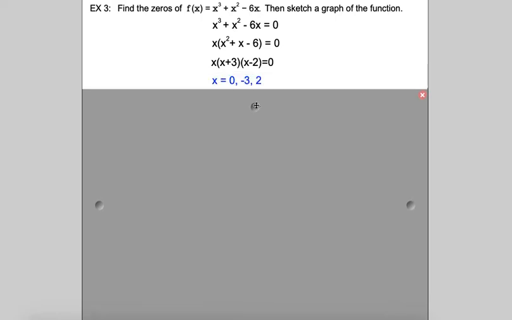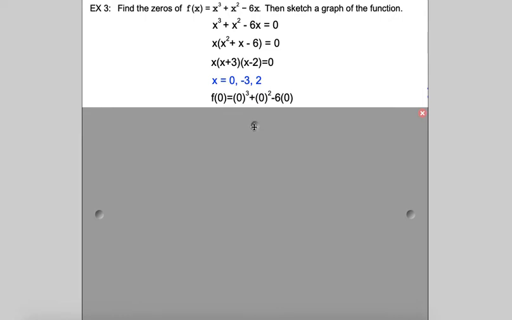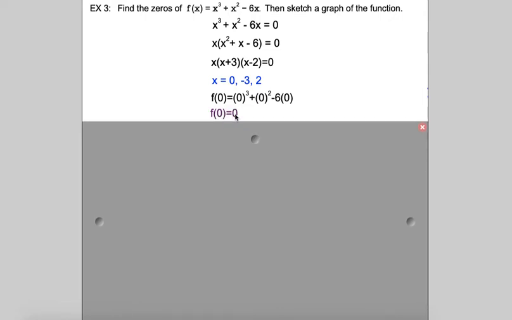Then I set each factor equal to 0. X equal to 0 is 0. X plus 3 equal to 0 is negative 3. And x minus 2 equal to 0 is 2. I might as well go ahead and take my original function up in here and substitute in 0. When I do that, I find that I have a y-intercept of 0.